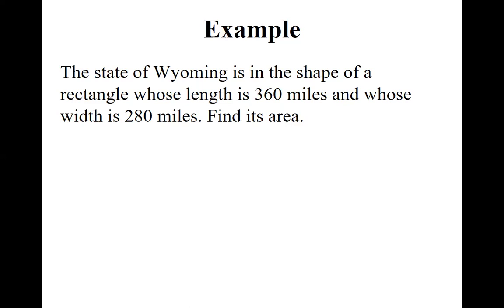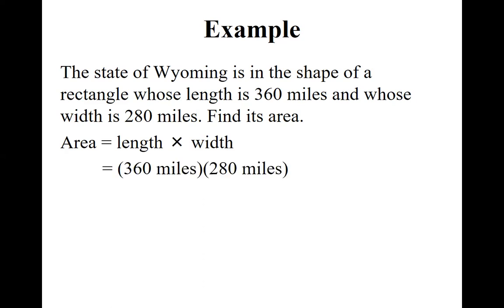The state of Wyoming is in the shape of a rectangle whose length is 360 miles and whose width is 280 miles. Find its area. Well, length times width. 360 miles times 280 miles. If we do that, we line up the 360 and the 280.